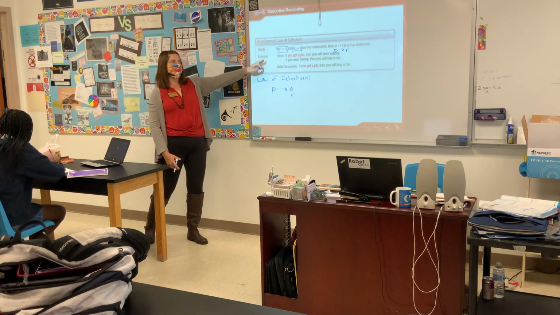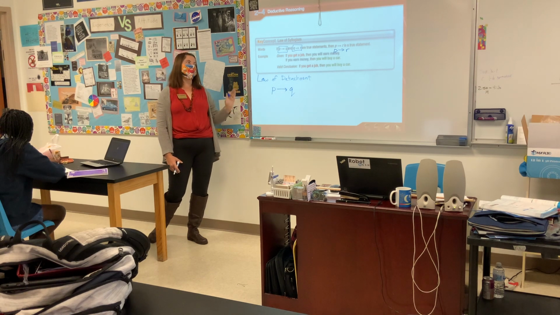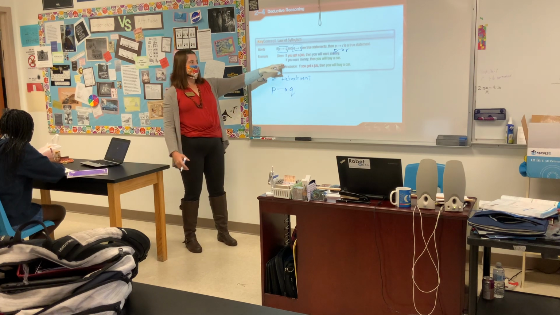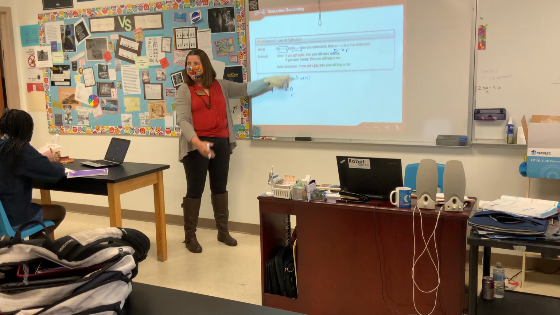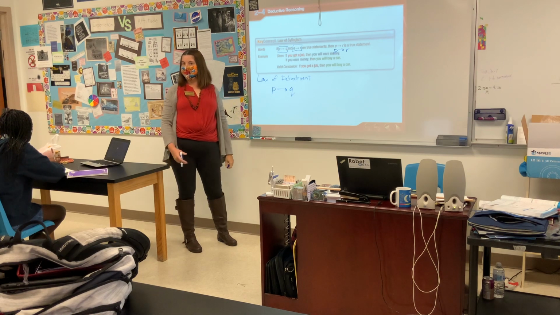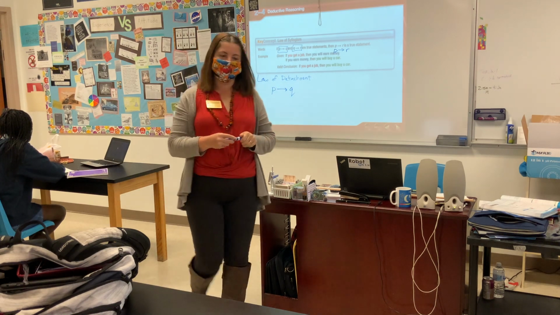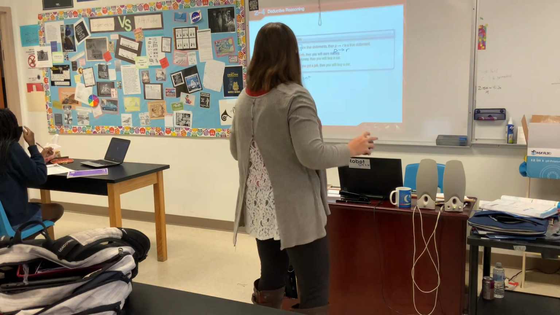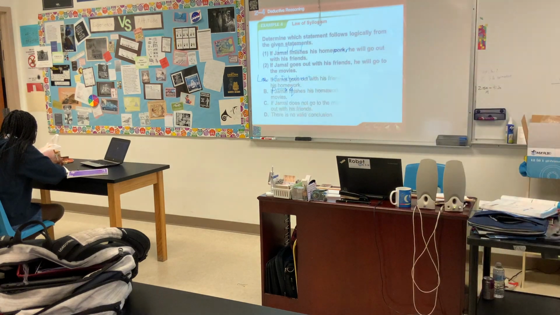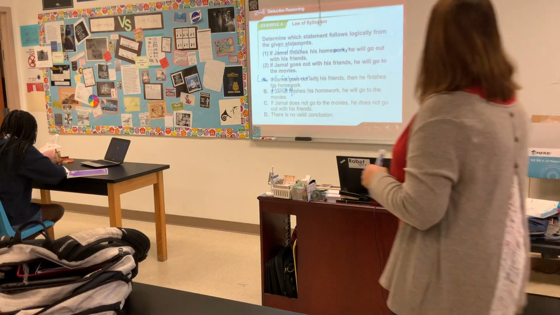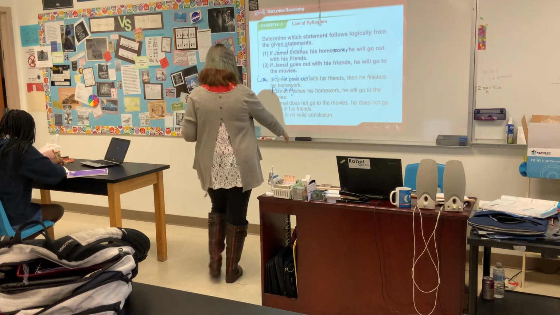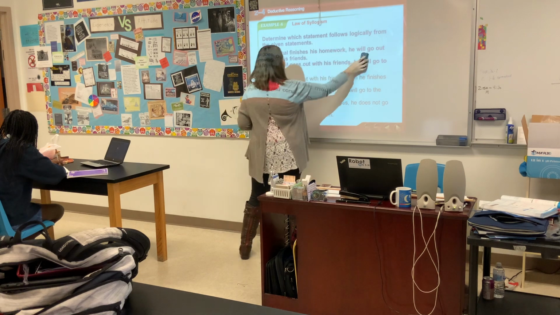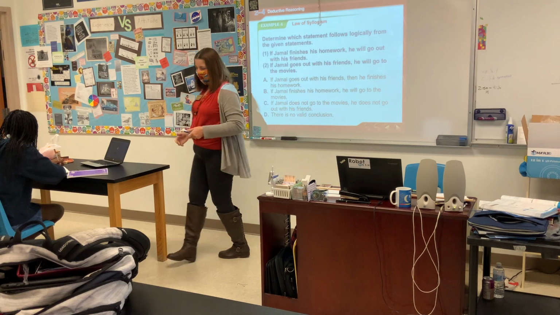Okay, and they give you an example. If you get a job, you will earn money. If you earn money, then you'll buy a car. These are related in such a way that if you get a job, you can conclude you will buy a car. So, using this law of syllogism where P goes to Q, Q goes to R, therefore P goes to R. Remember, P, Q, R, they're just parts of the statement.